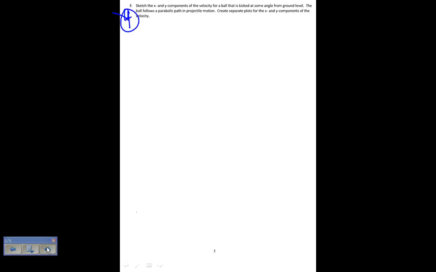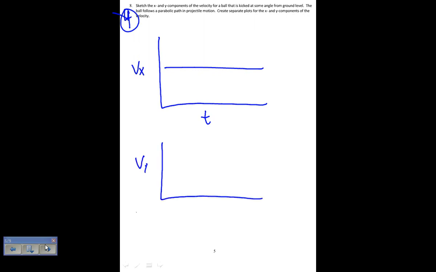So that's number 7. Number 8, which was worth 4 points. Sketch the x and y components of a ball in projectile motion. The x component of the velocity, Vx versus t. The x velocity doesn't change because that acceleration is 0 in the x direction, so it looks like that. And then Vy versus t looks like it did in the previous problem because it's the same scenario. All right, it's going up and then coming back down again. So Vy looks just like from problem 7.